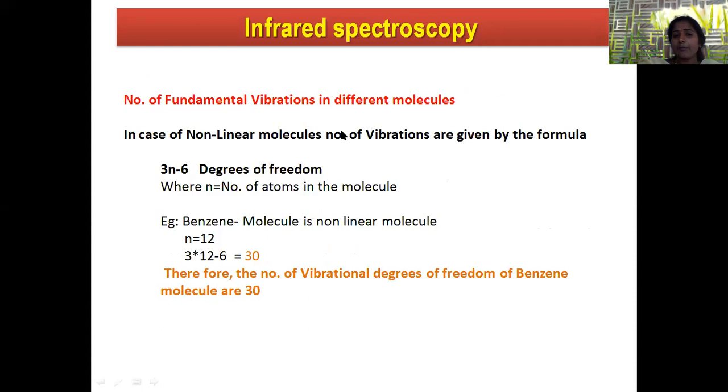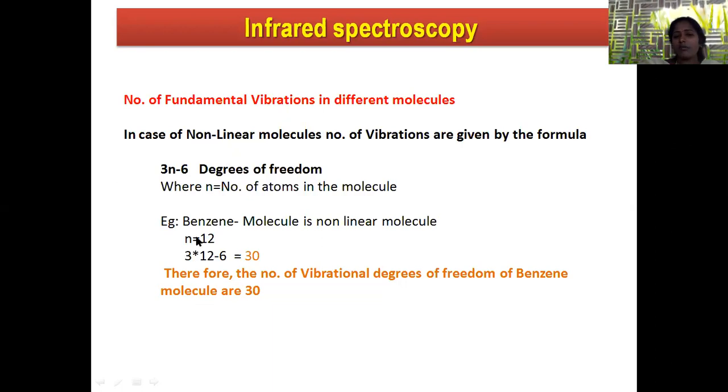Now, the number of fundamental vibrations in the given molecule. This is a very important term in vibrational spectroscopy or IR spectroscopy. 3N minus 6 degrees of freedom are present in a non-linear molecule. The 3N minus 5 formula is applied for a linear molecule. In 3N minus 6, N stands for the number of atoms present in the given molecule. If it is non-linear, the formula should be 3N minus 6.